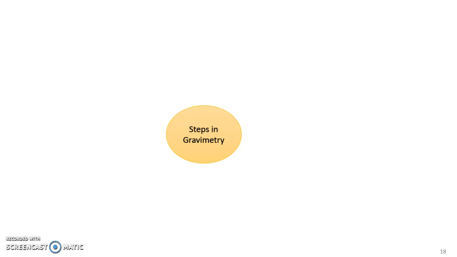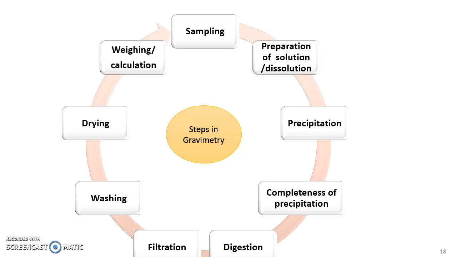Gravimetric analysis is not a single step process. It involves sampling, where obtaining the sample for analysis, then dissolving the sample in a suitable solvent, then addition of precipitating agent to form precipitate, then completeness of precipitation, then digestion of precipitate to form large crystals, filtration of precipitate to separate from mother liquor and to remove unwanted impurities, and washing the precipitate to remove impurities, drying the precipitate to a constant weight, weighing the precipitate in an analytical balance.